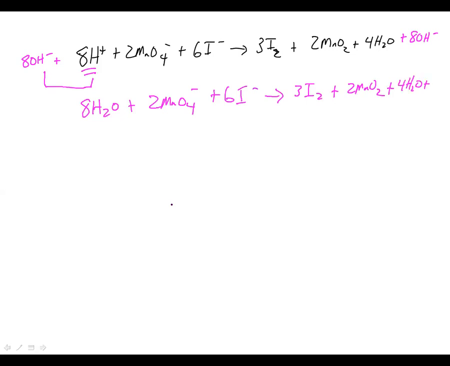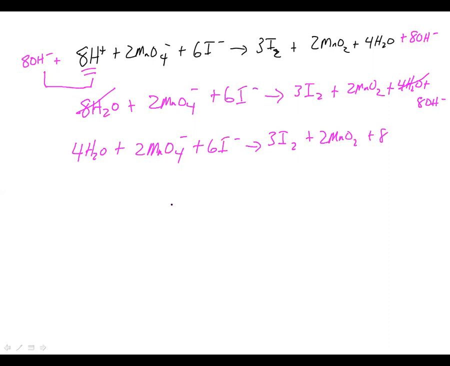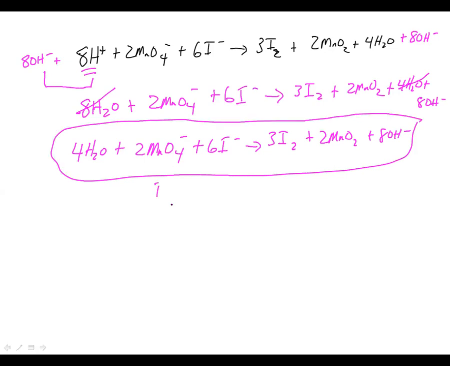8 OH minuses. Just like usual, we will have to reduce down some of our waters, and that is going to get us 4 waters plus 2 MnO4 minus plus 6 iodides, 3 of these, a couple of those, and 8 of those. At this point, this should be the balanced equation in basic conditions.